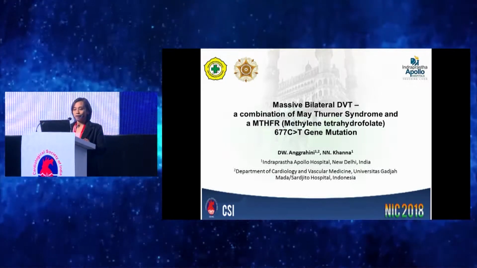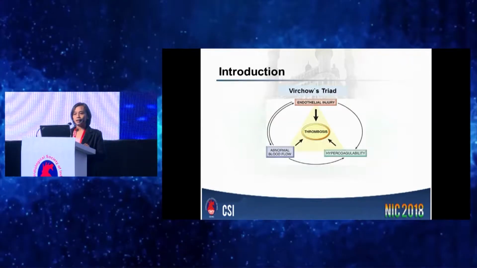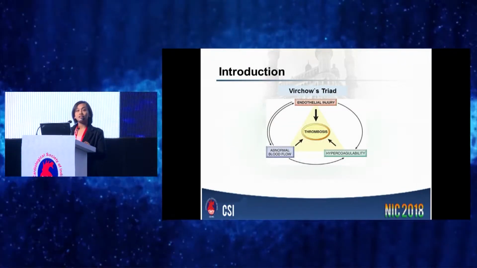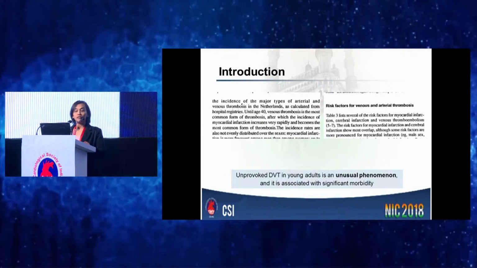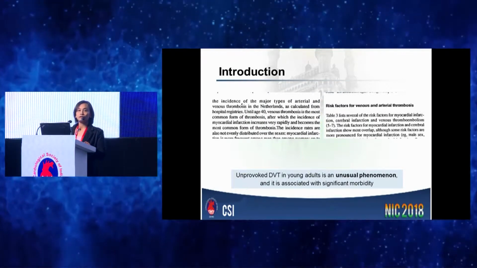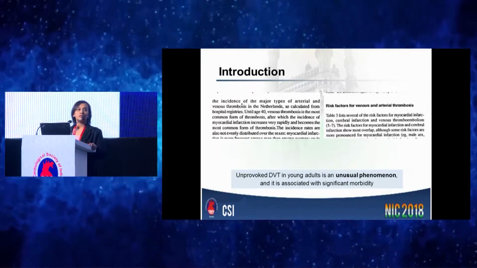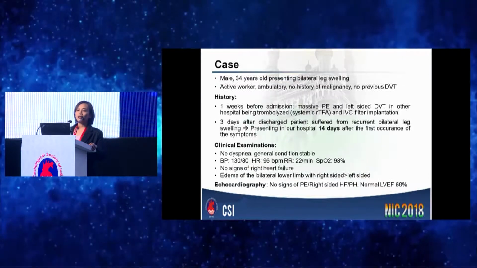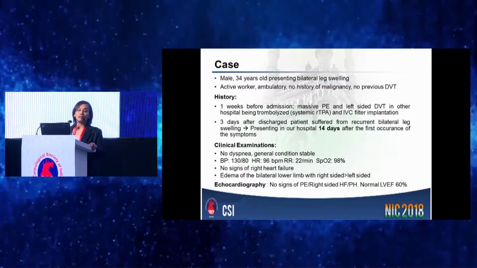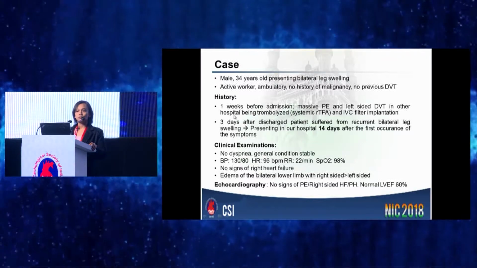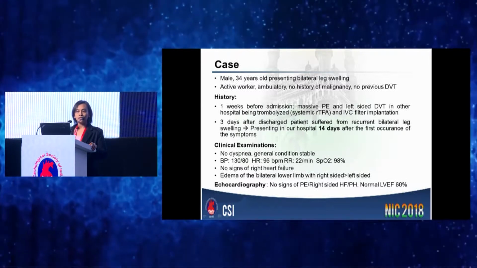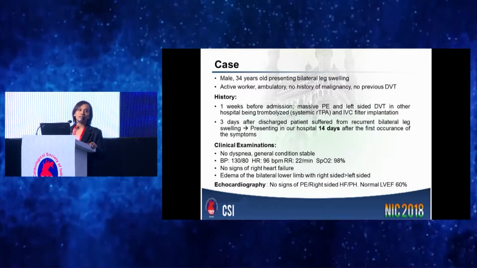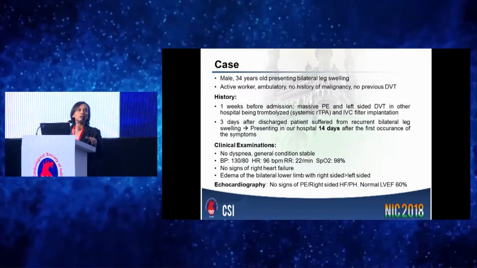So we have a case of massive bilateral DVT, and on the basis of Virchow's triad, the DVT may occur. Unprovoked DVT in young adults is an unusual phenomenon, and it is associated with significant morbidity and also mortality. So we have a case of a male, quite young, 34 years old, presenting with bilateral leg swelling. He is an active worker, ambulatory. There was no history of malignancy, and no history of previous DVT.